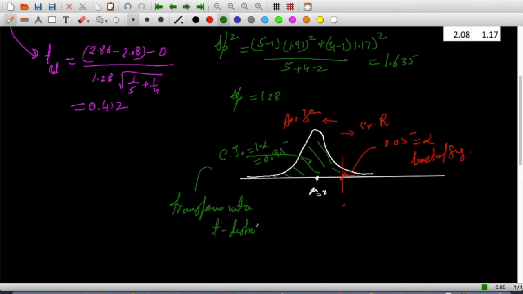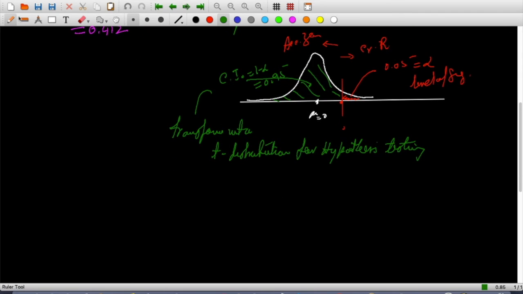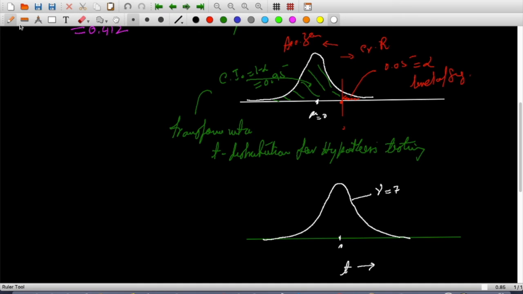Now if we transform into the t distribution for hypothesis testing, what will happen then? We will draw the distribution. This is the t distribution with respect to the new value of 7 degrees of freedom and mean 0. If we define the critical region over here, so this will be our alpha, 0.05. This point will be called T alpha.